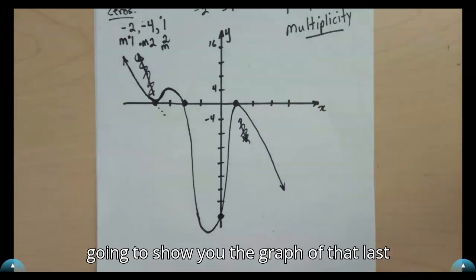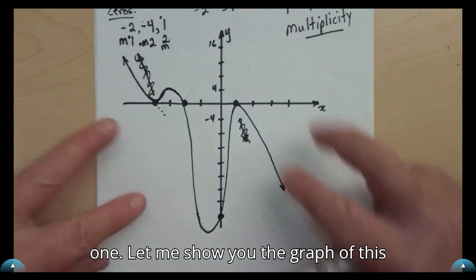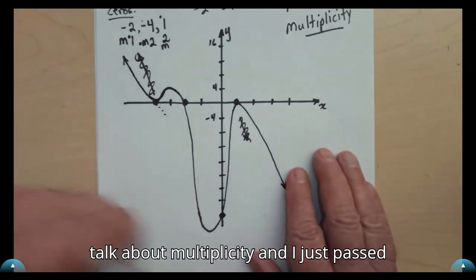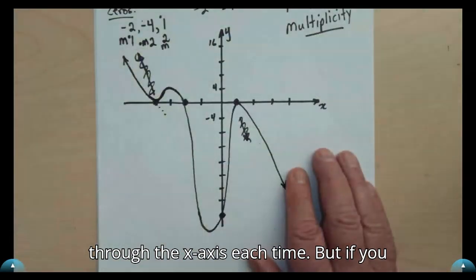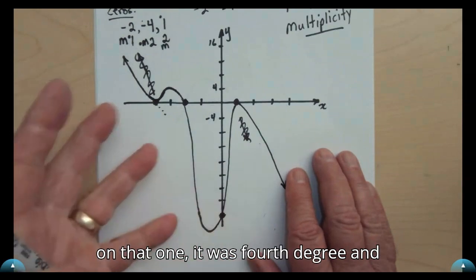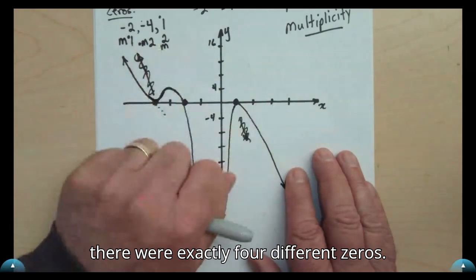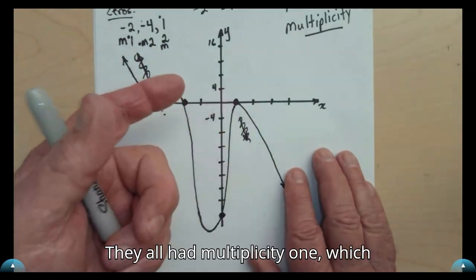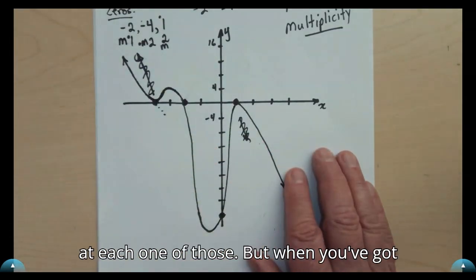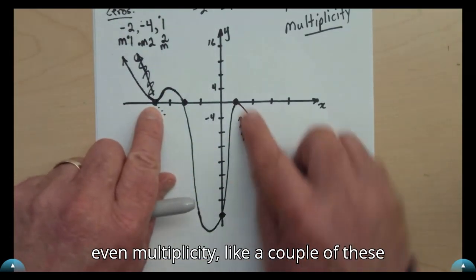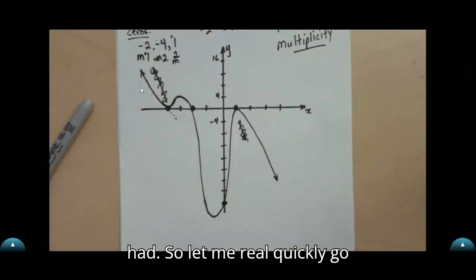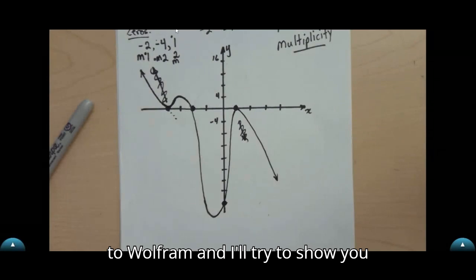So I told y'all I was going to show you the graph of that last one. Let me show you the graph of this one. By the way, that last one, I didn't talk about multiplicity, and I just passed through the x-axis each time. But if you look back at your notes, you'll see that on that one, it was 4th degree, and there were exactly 4 different zeros. They all had multiplicity 1, which means it should pass through the x-axis at each one of those. So let me real quickly go to Wolfram, and I'll try to show you this graph.